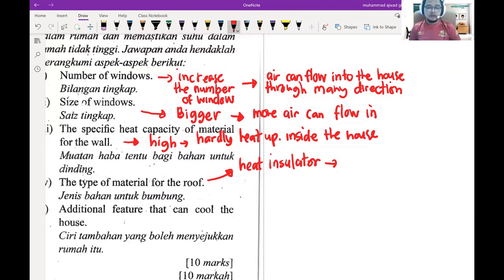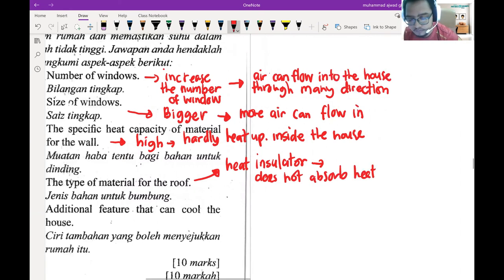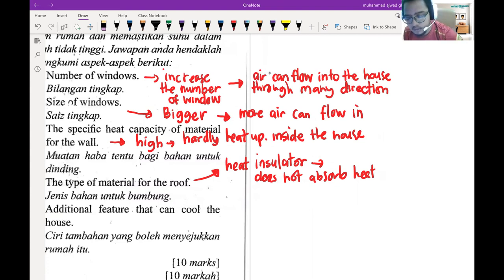Okay, so heat insulator, kenapa? Does not absorb heat. Okay, ataupun does not easily absorb heat.